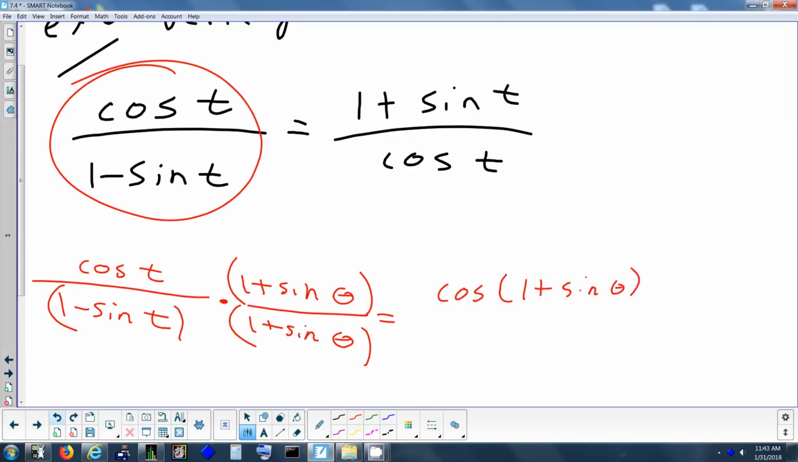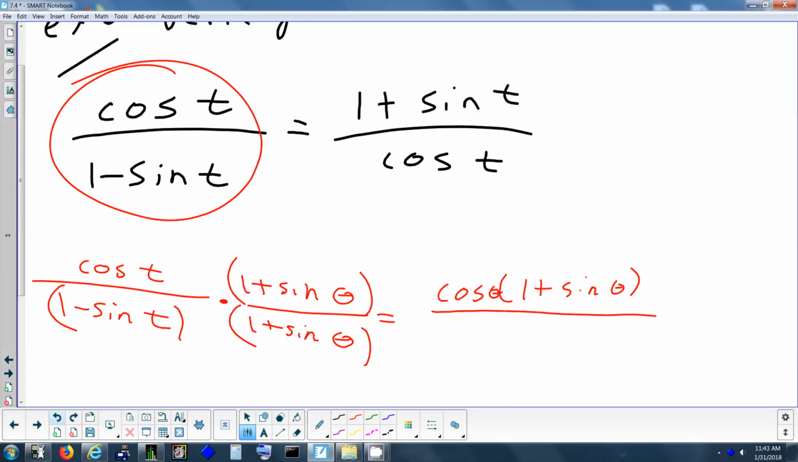Now, if you accidentally did that out, it's not like you're wrong. You're going to make more work for yourself, and by making more work, you're probably going to mess something up. So just leave it just like that. The bottom, though, do that out.